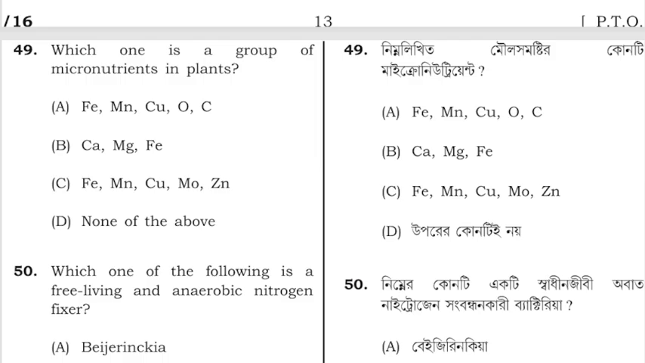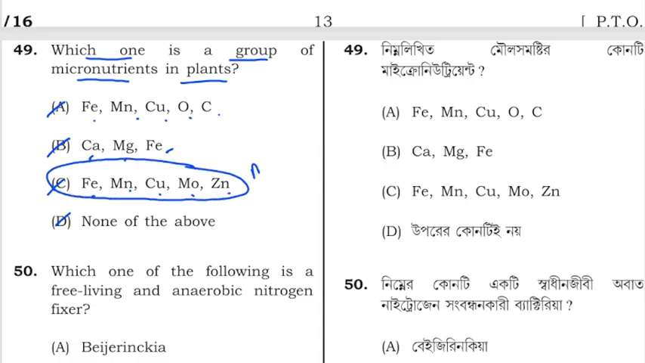Next question is, which one of the following is a group of micronutrients in plants? Option A is Fe, Mn, Cu, O and C. Option B is Ca, Mg, Fe. D is Fe, Mn, Cu, Mo, Zn, or none of the above. So option C is correct for micronutrients. All of them are micronutrients, whereas magnesium, oxygen, carbon, these are macronutrients. So option C is correct.